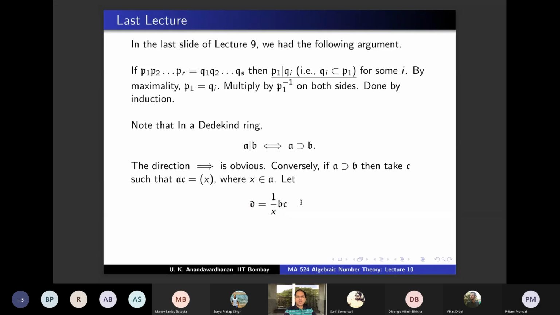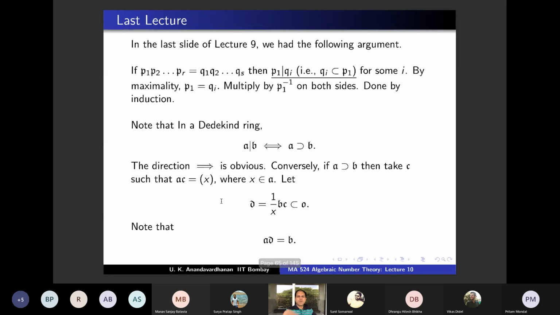What do we need to show? We need to show that B equals A times something. And I give you D to be this. What is AD now? What will be A times D? It will be 1 by X ABC. So that is B times AC. But B times AC is X, and X cancels. So this is B. So if you multiply A with D, you do get B.